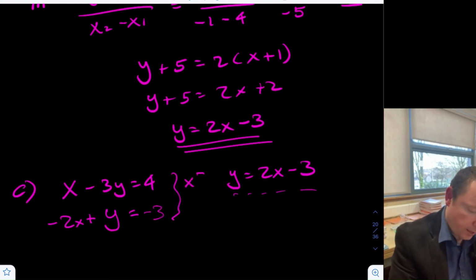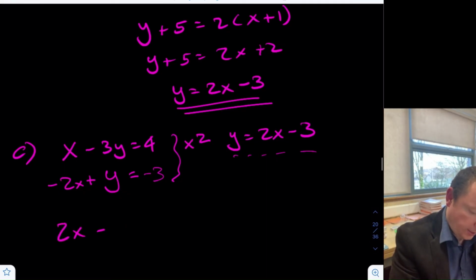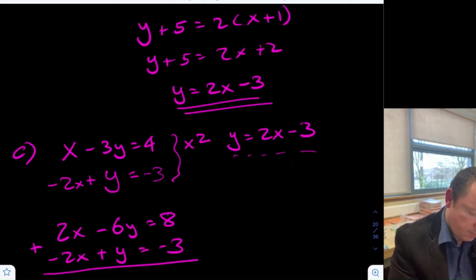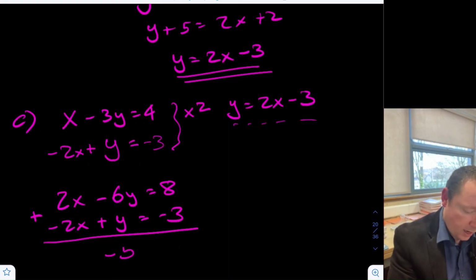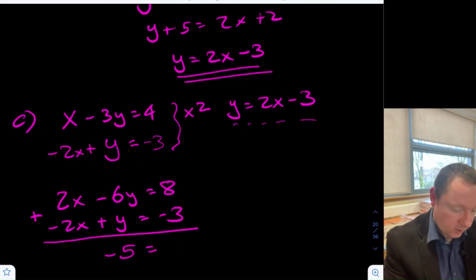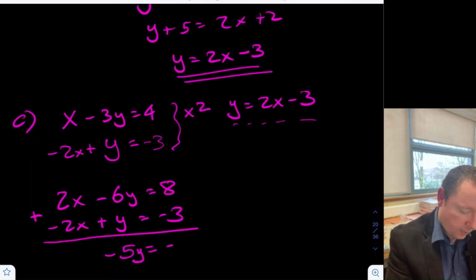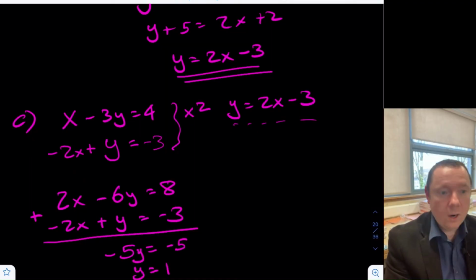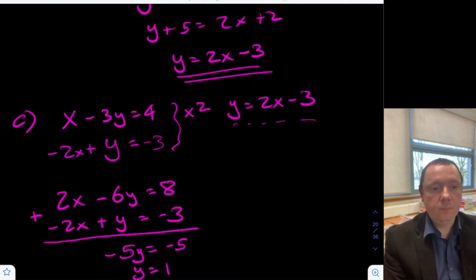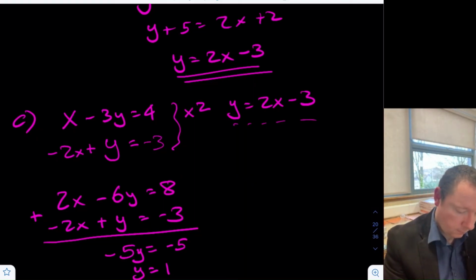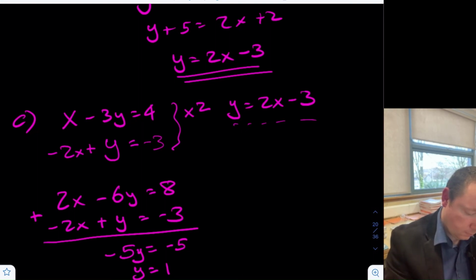So times this one by 2, we get 2x minus 6y equals 8, minus 2x plus y is minus 3, add because the signs are the same. Minus 6 plus 1 is minus 5. 8 plus minus 3 is 5. So minus 5y equals 5. So y equals minus 1.